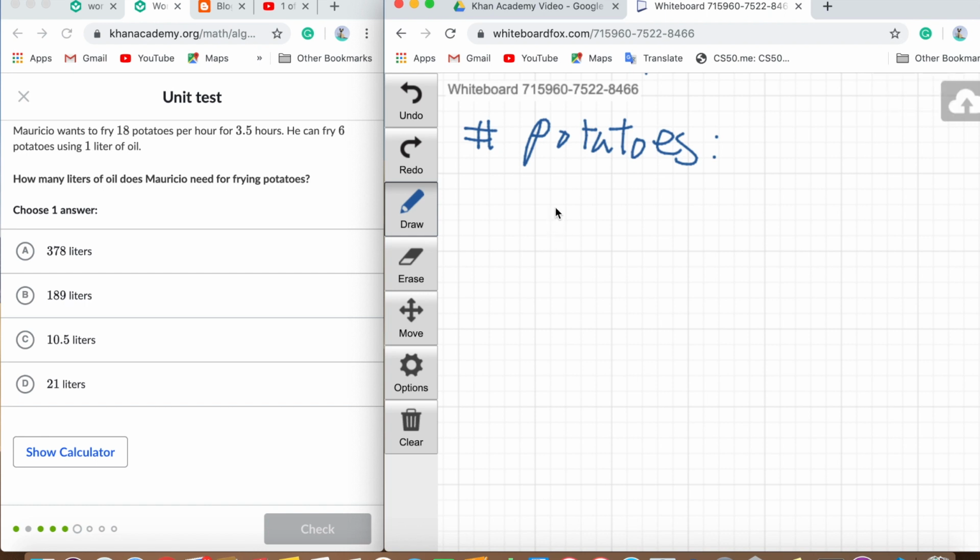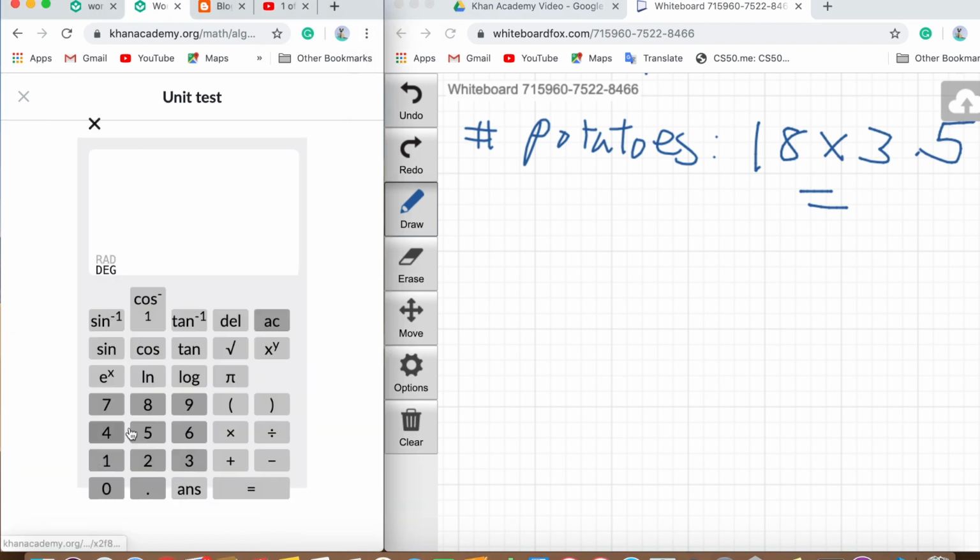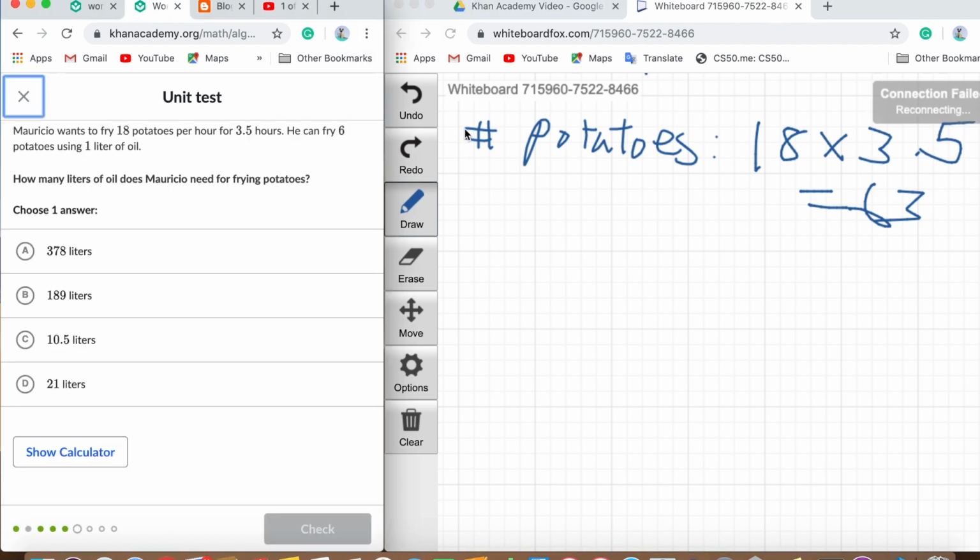Okay. So, potatoes. I'm gonna use 18 multiplied by 3.5, and that gives us the answer. Let's use calculator. 18 times 3.5 is 63. Good. So he will fry a total of 63 potatoes, and then he can fry 6 potatoes using 1 liter of oil.